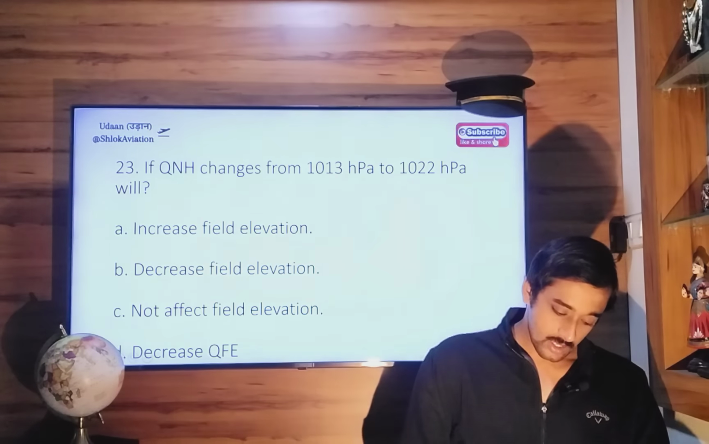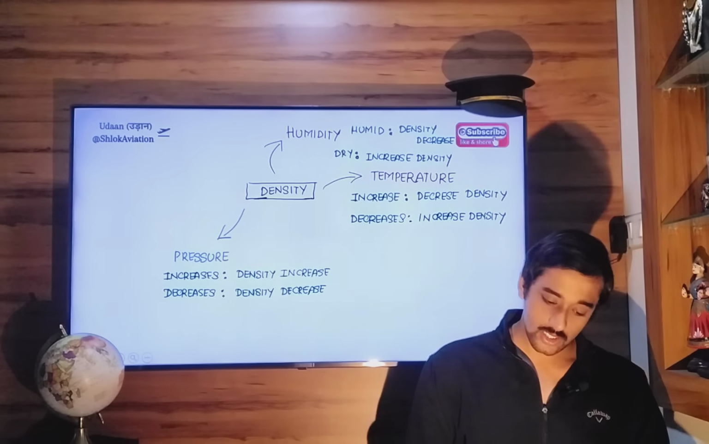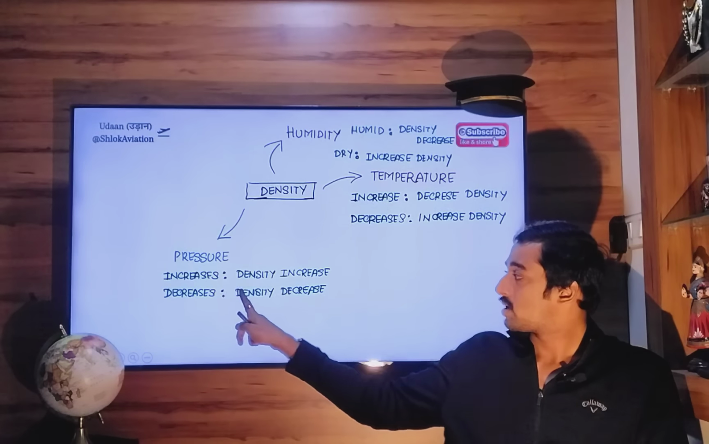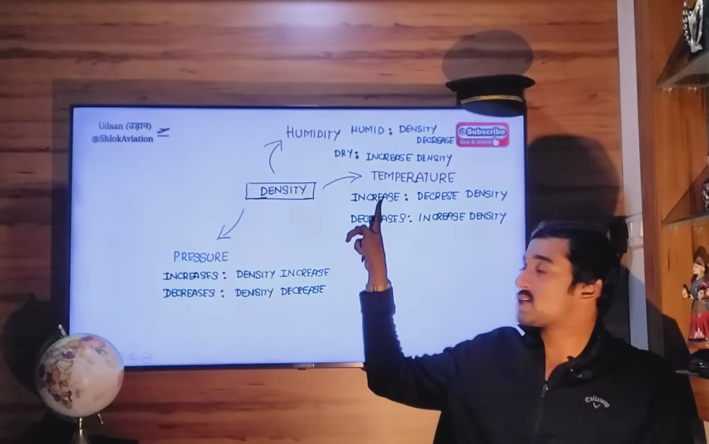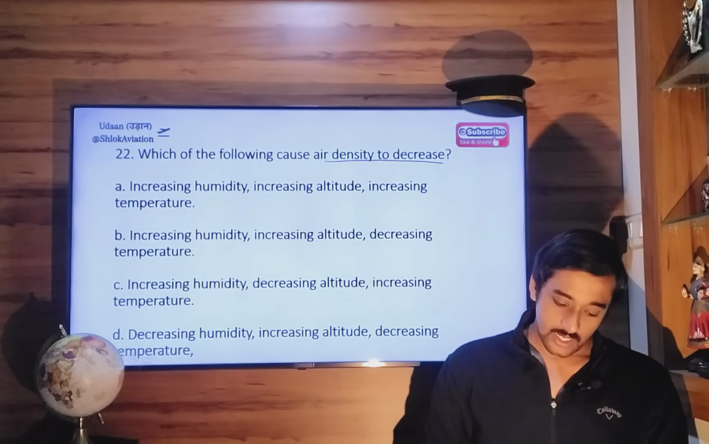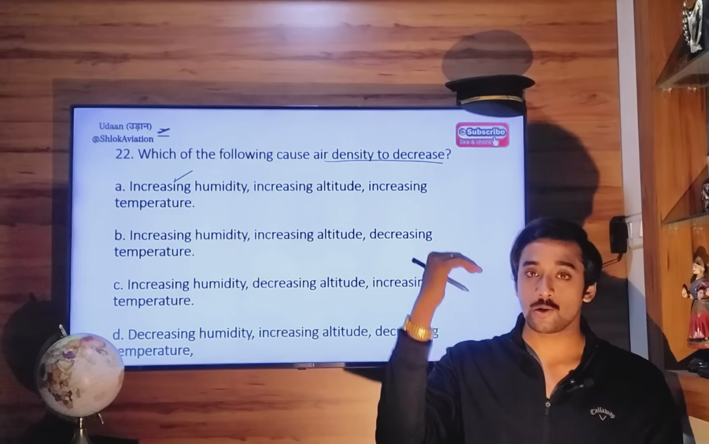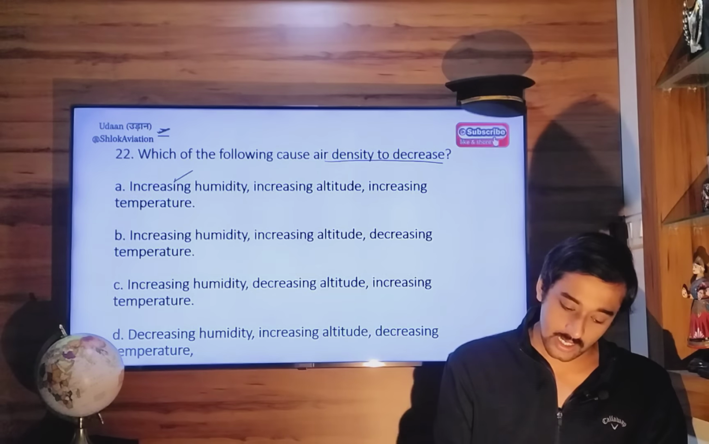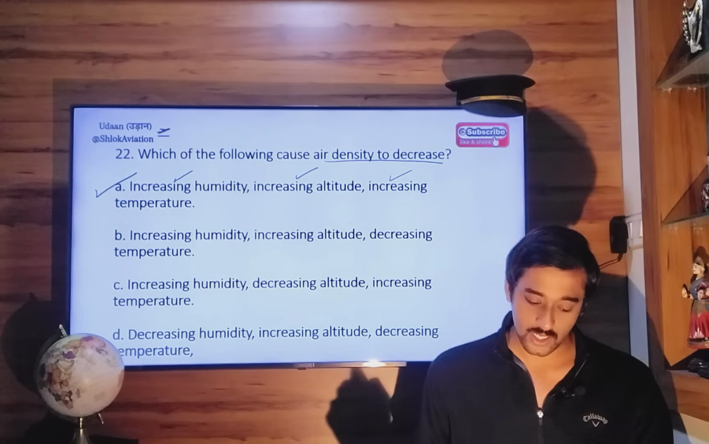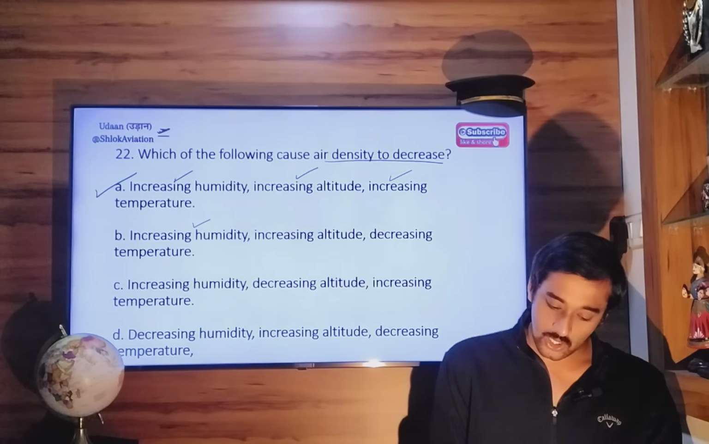So the question, which of the following cause air density to decrease? Look at this slide. Air density will decrease under three conditions: when pressure decreases, when temperature increases, and when air becomes humid. So increase in humidity, yes. Increase in altitude, yes. When you go to higher altitudes, pressure decreases, therefore density also decreases. Increasing temperature, yes. So all these three parts of the answer are right. So option statement A is right.